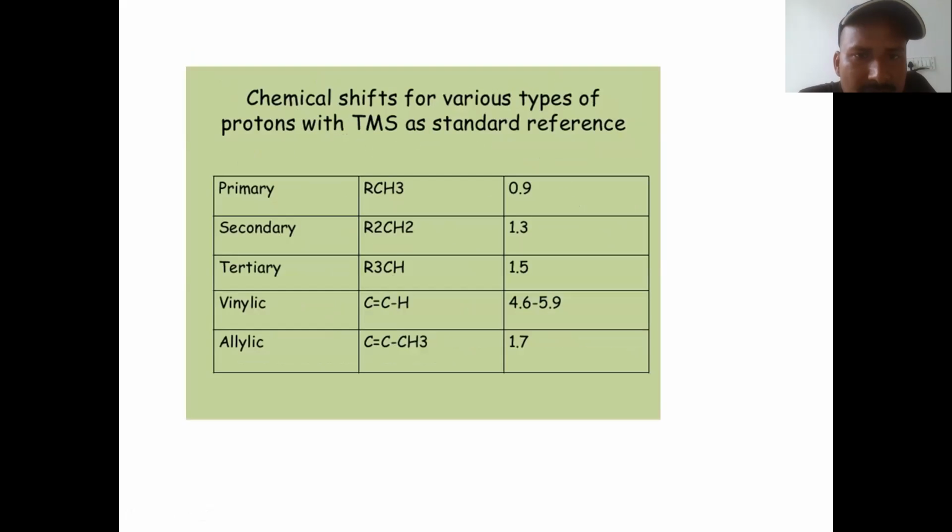There are some characteristic chemical shifts. RCH3, which is aliphatic, appears at 0.9 ppm, while secondary, R2CH2, appears at 1.3. Tertiary appears at 1.5. Vinylic appears at 4.6 to 5.9, and allylic appears at 1.7.